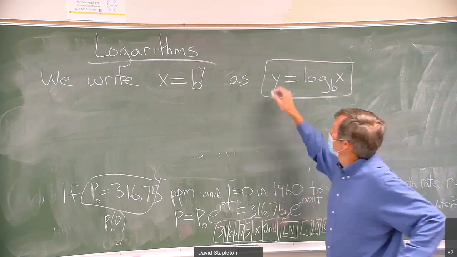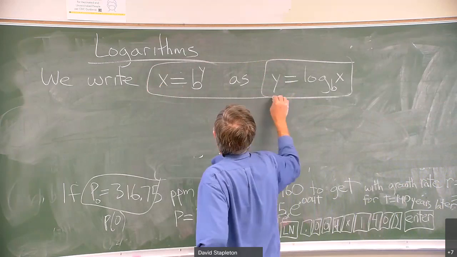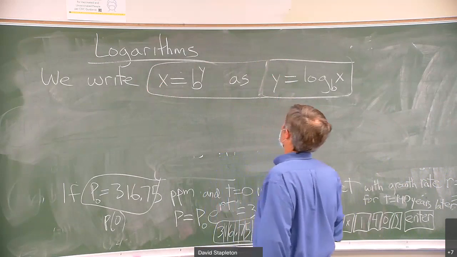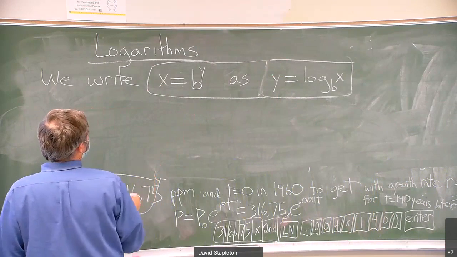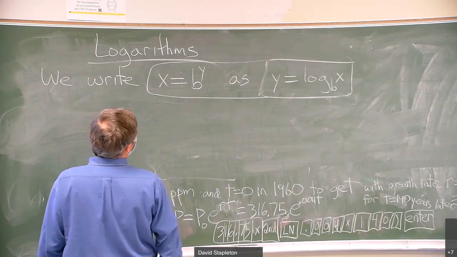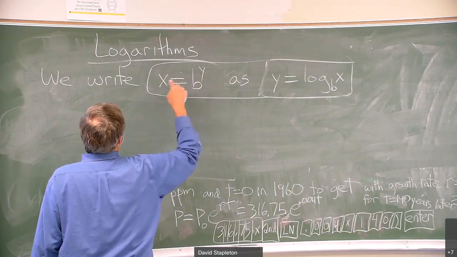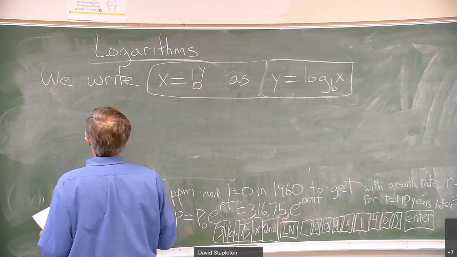So that's what y equals log base b of x means. It's solving a reverse problem. You're finding the exponent that gives you an amount x.